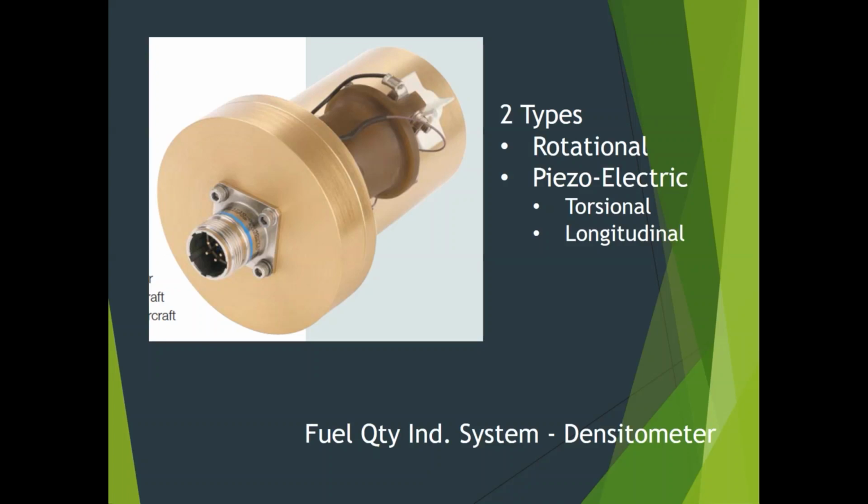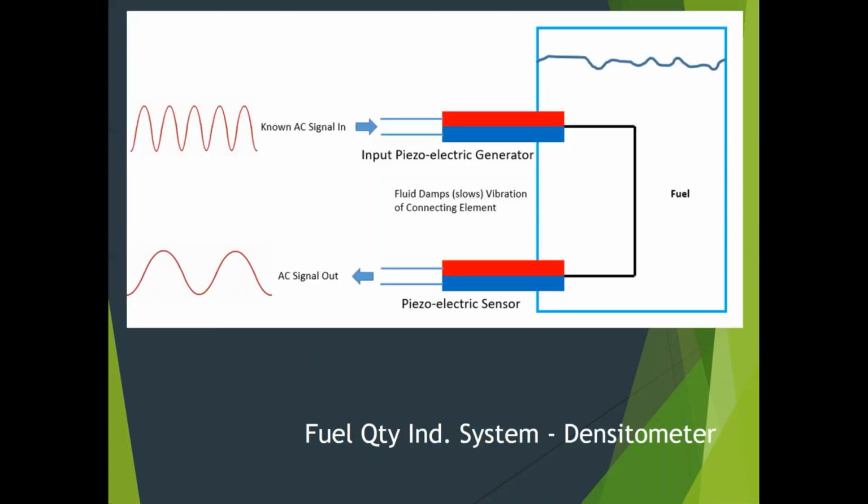Longitudinal does the same thing, except now instead of twisting a little thing, it's basically a little rod that vibrates up and down. And that's what we got here. Or a wire type thing. So we have our known AC signal. In the piezoelectric generator, it's a crystal. It's got to be two different materials in crystalline form. That's what forms a piezoelectric crystal. Typically, it's quartz-based, or they can be metallic crystals as well. There's a lot of different options there.